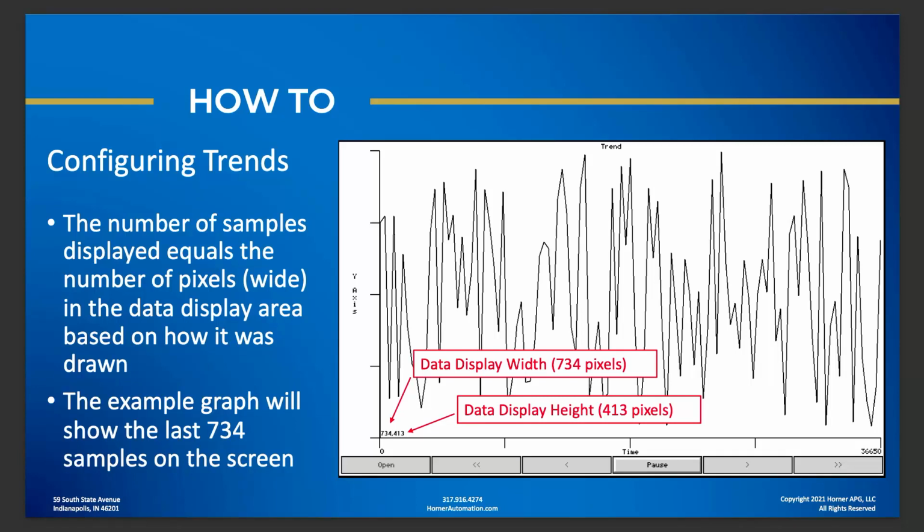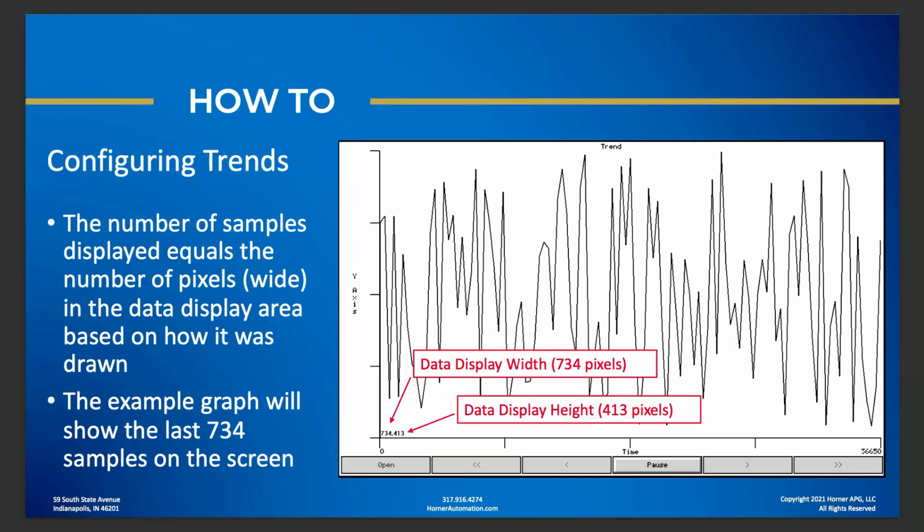What that basically means is there is 1 pixel per sample, and therefore, this particular trend is going to show the last 734 samples on the screen because there's 1 pixel assigned per sample from left to right.